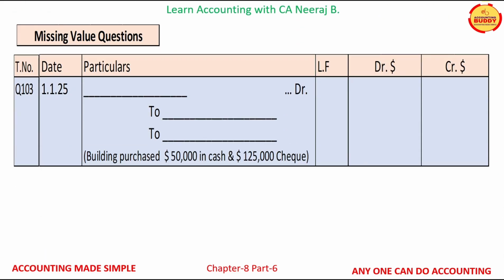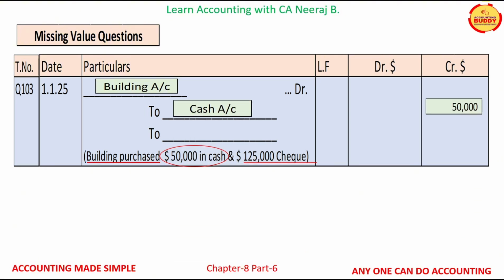Question number 103 is a building is purchased. $50,000 is paid in cash and $125,000 is paid by check. Since the building being an asset is purchased, therefore building account will be debited. Now cash account will be credited by $50,000 and bank account will be credited by $125,000 and the building account will be debited by $175,000.